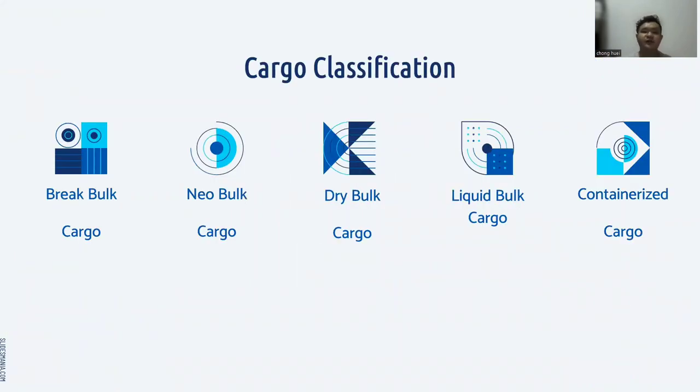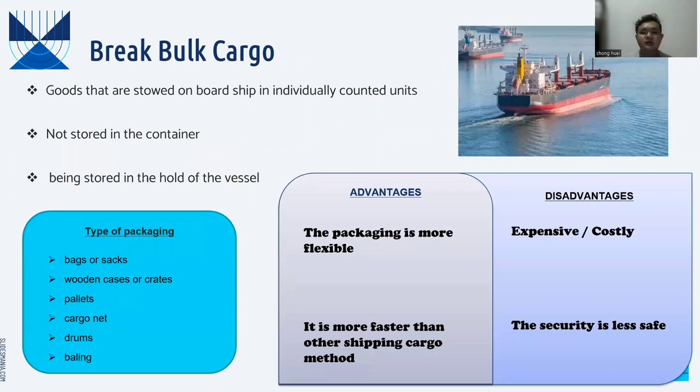So there are a few types of cargo classification, which are break bulk cargo, neo bulk cargo, dry bulk cargo, followed by liquid bulk cargo, and also containerized cargo. The first one is break bulk cargo. Break bulk cargo is goods that are stored on board ship in individually counted units. It means the break bulk cargo is not stored in a container. It's being stored in the hull of the vessel.